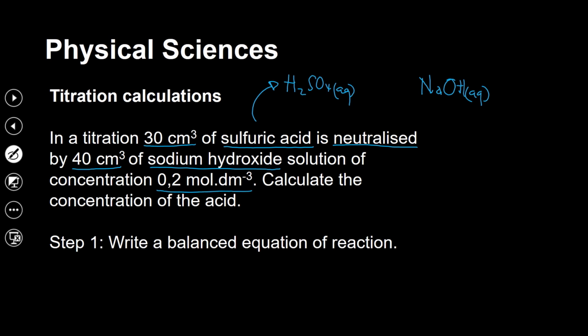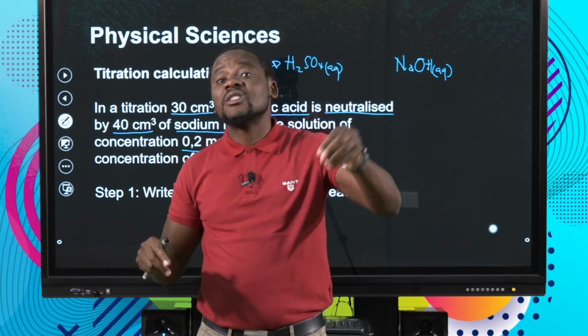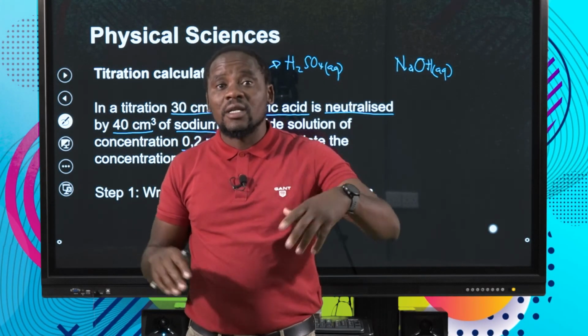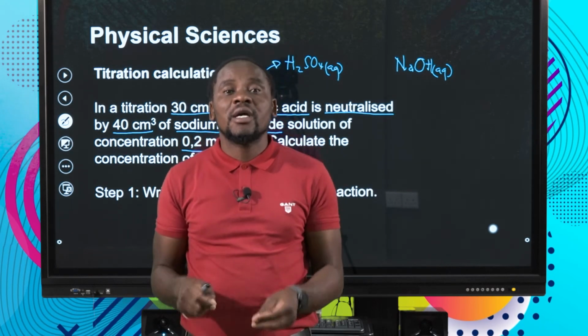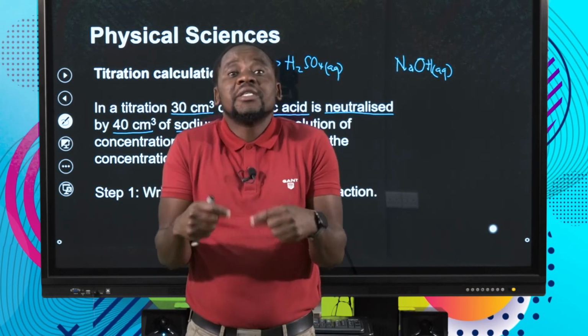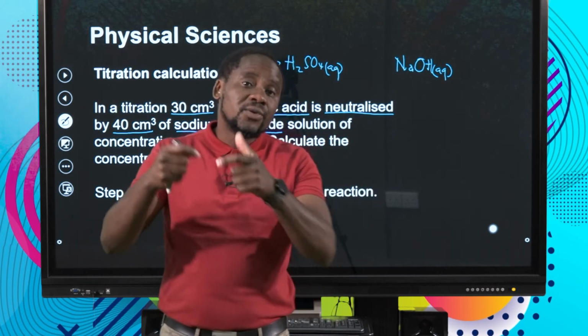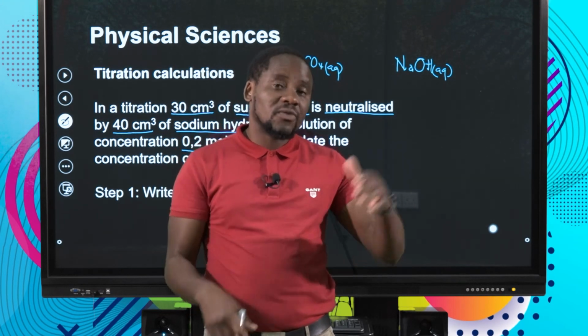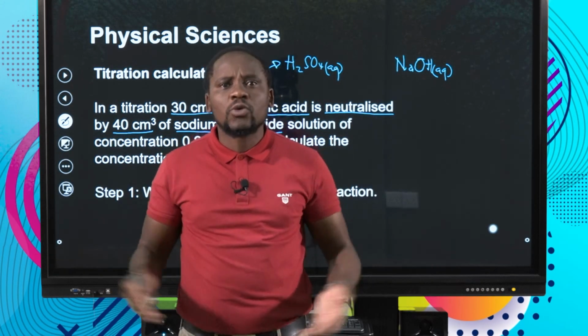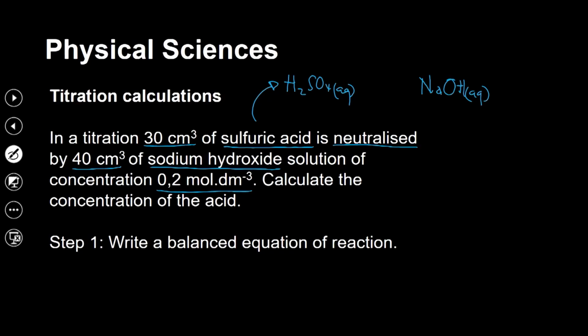All right. Now, calculate the concentration of the acid. One thing that stands out from the onset is that the concentration of the base is given. In other words, what does that imply? It says to us that this base is actually our standard solution. Then our intention from then on is to use this known concentration to determine the unknown concentration of the acid. That's what becomes clear from the onset.